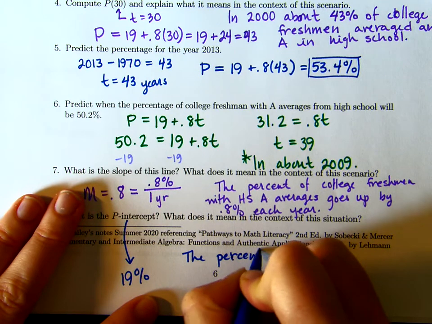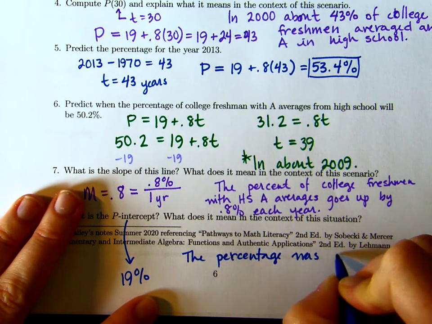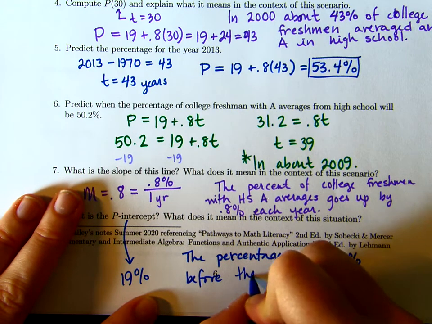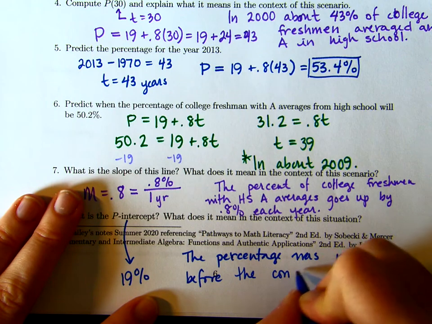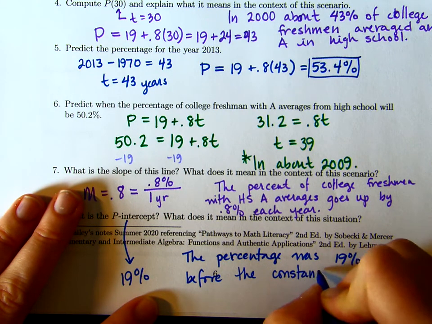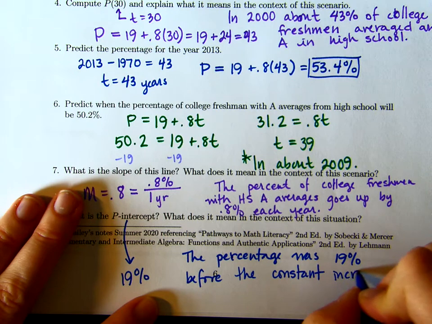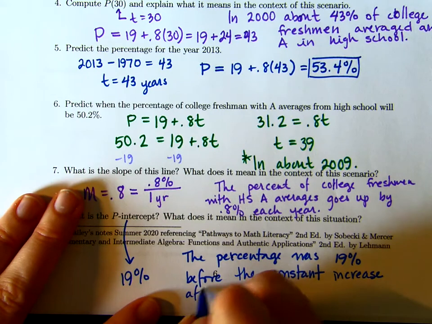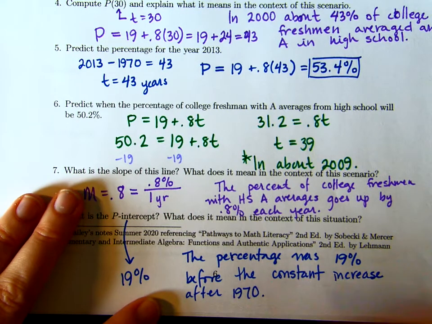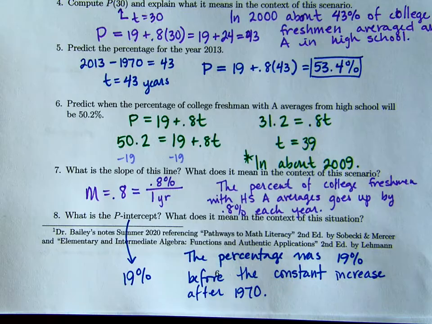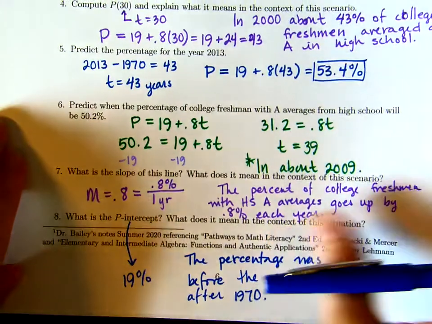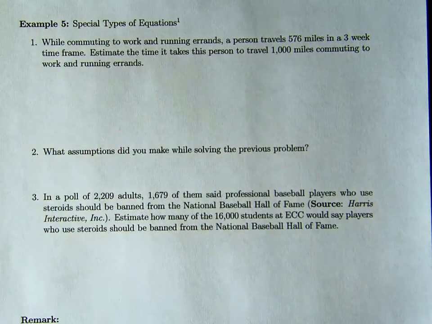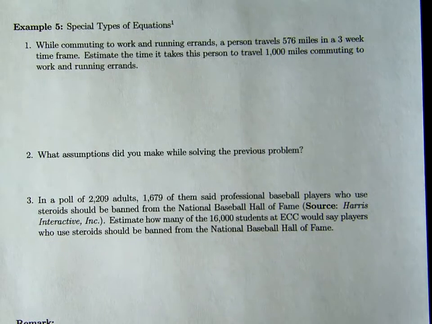The percentage was 19% before the constant increase after 1970. Okay, so that's what it was initially before it started doing this increasing business. Okay, special types of equations. Here we go.